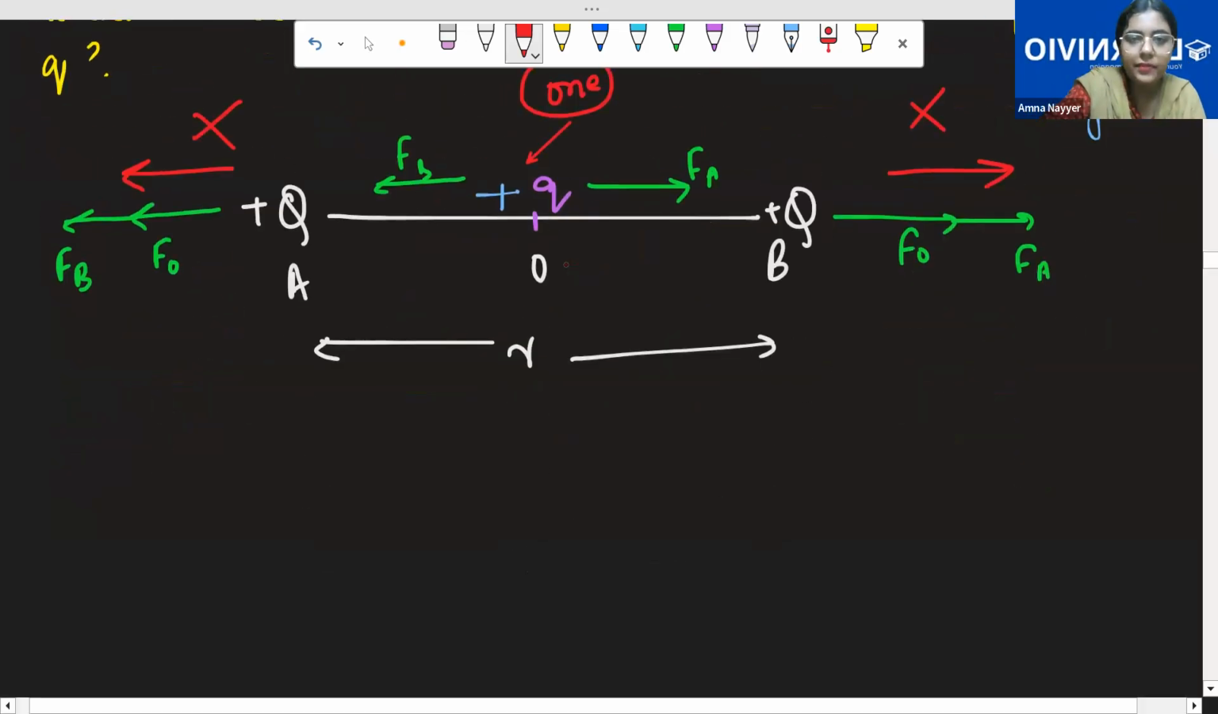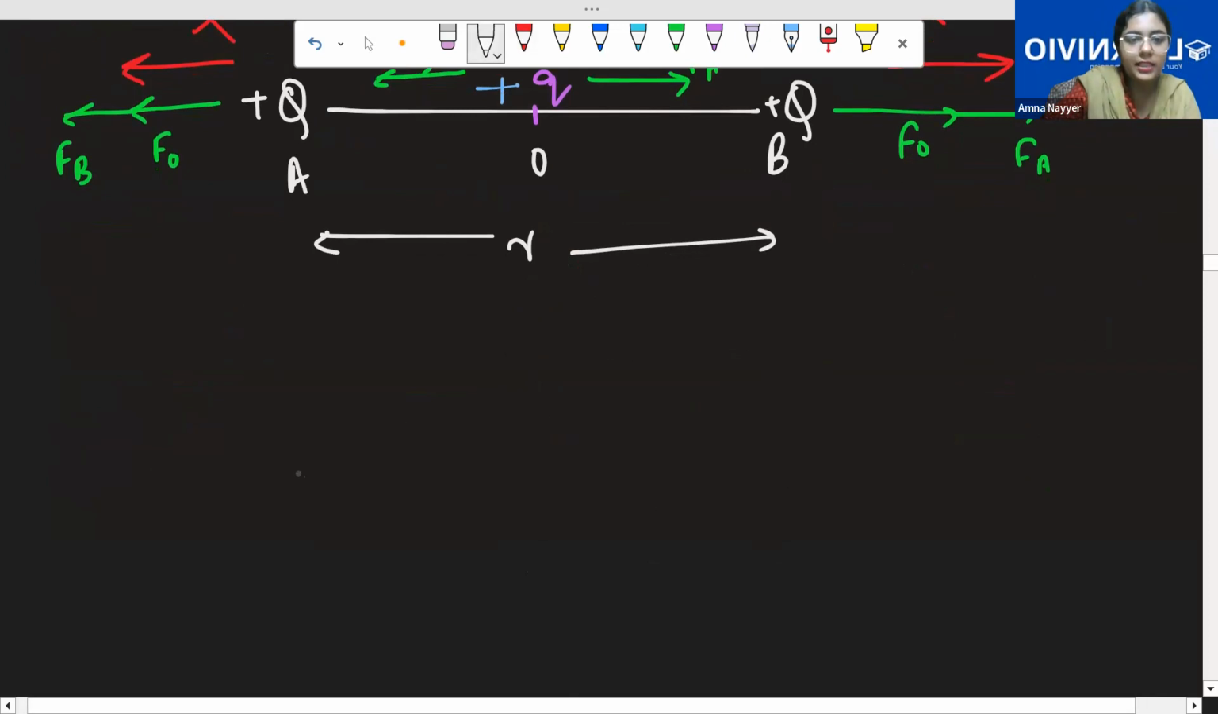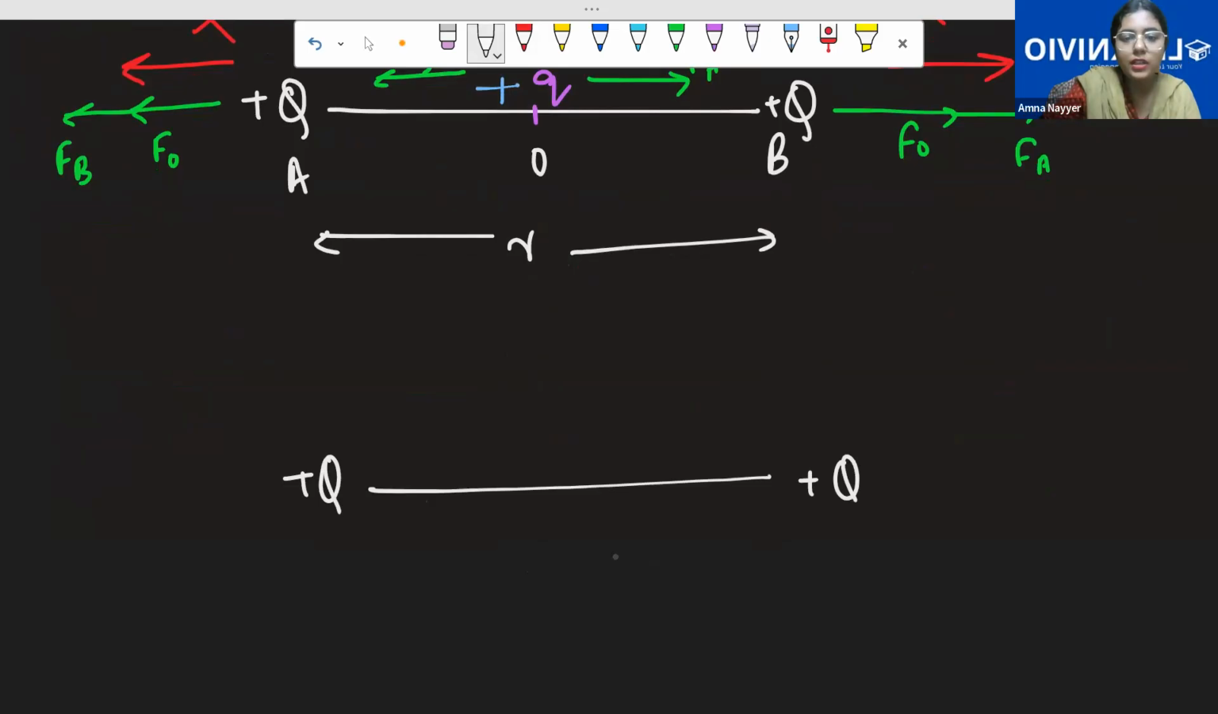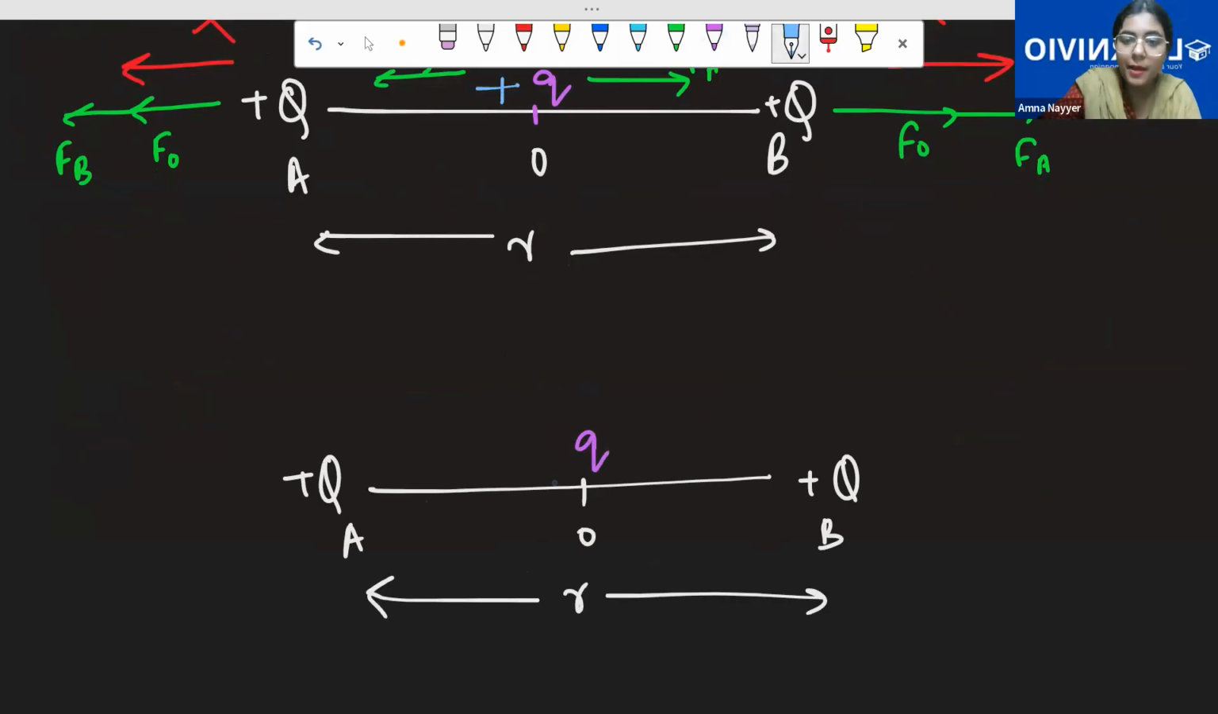Let's change it. Let's say this is plus Q, this is plus Q. This is O, this is A, this is B, and they are separated by a distance of R. Now here we are bringing this small q, but this time I'm taking its sign as negative. Now let's check.